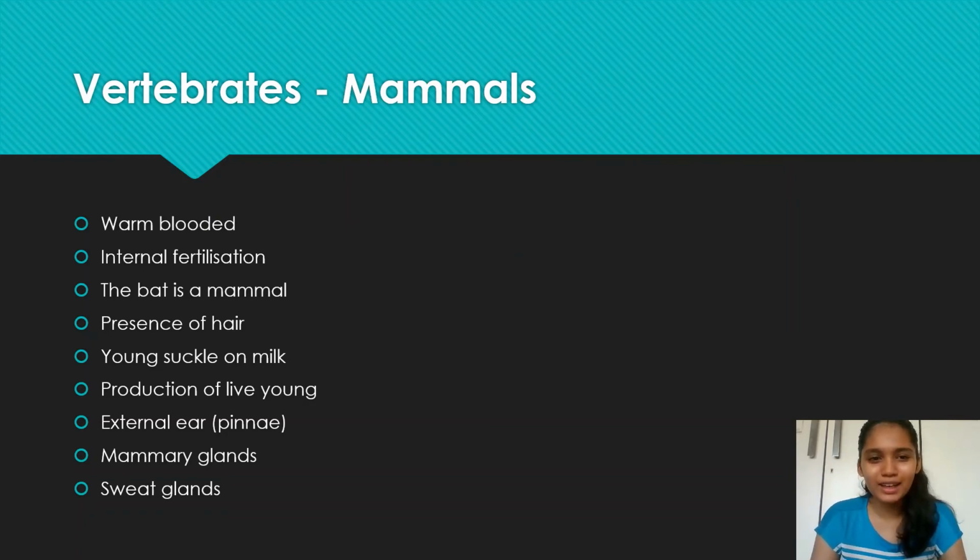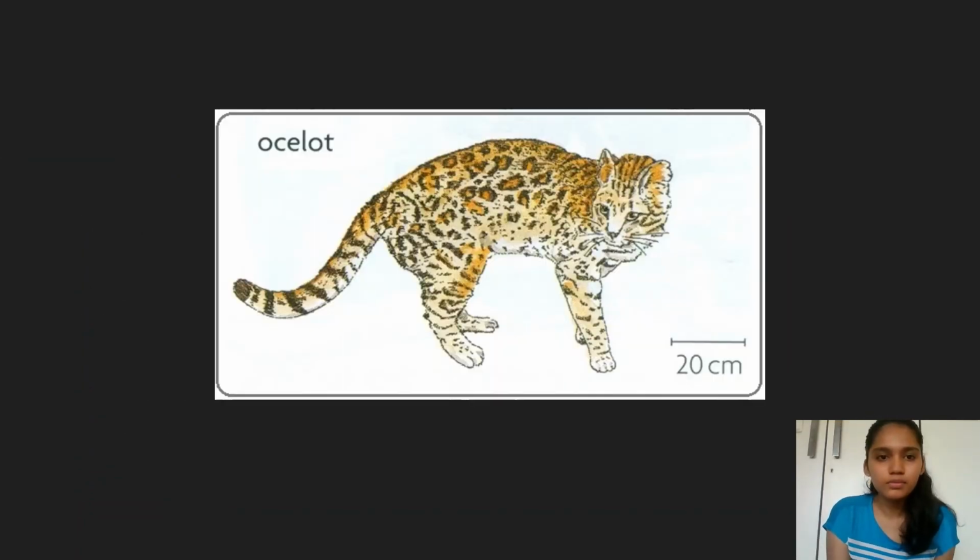And an important thing, whales and bats are mammals. So if they show you a picture of a whale and they ask which group does it belong to, do not say fish. It's a trick question. Same with bat. Do not say bird. It's a trick question. They're mammals. Yeah, this is an example of a mammal.